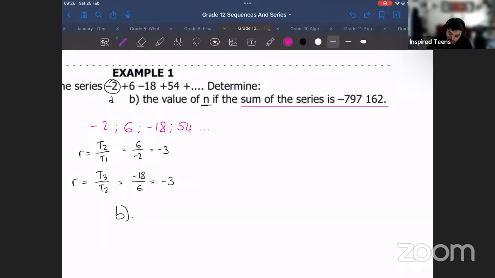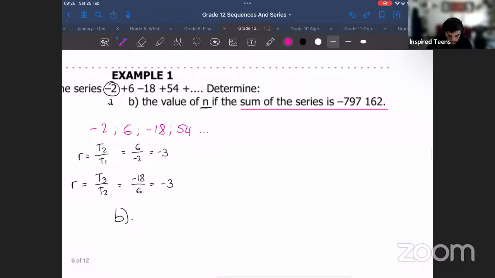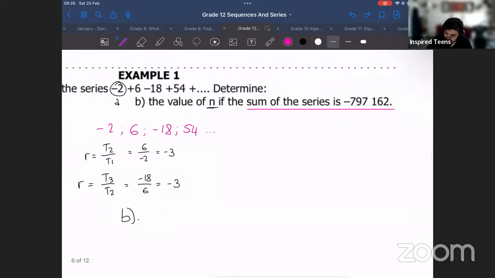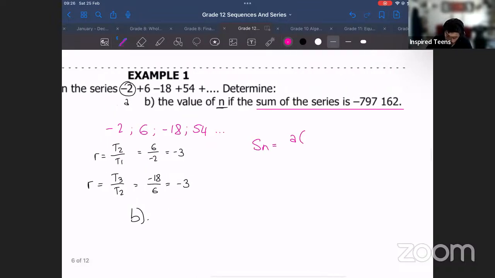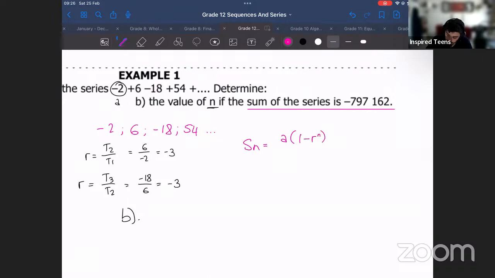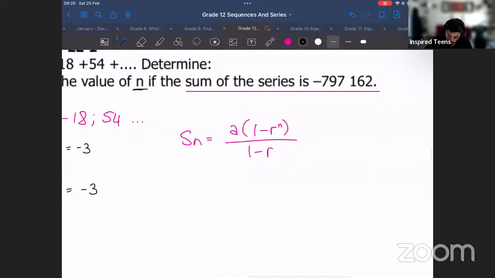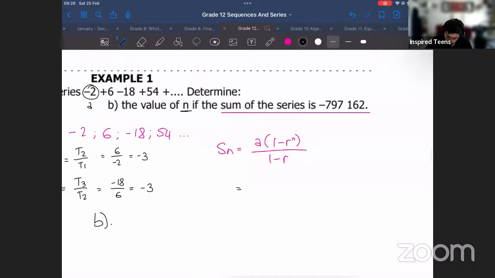Okay, I'm dealing with a geometric sequence. I do not know what to do. I'm confused because it's given backwards. They're giving me the sum of the series and they want n. However, I do know a formula of sum. I know that Sn is equal to A(1 minus R to the n) divided by 1 minus R. Okay, I know that A is -2, I know that R is -3. I know that I'm calculating n because they want us to find the value of n.